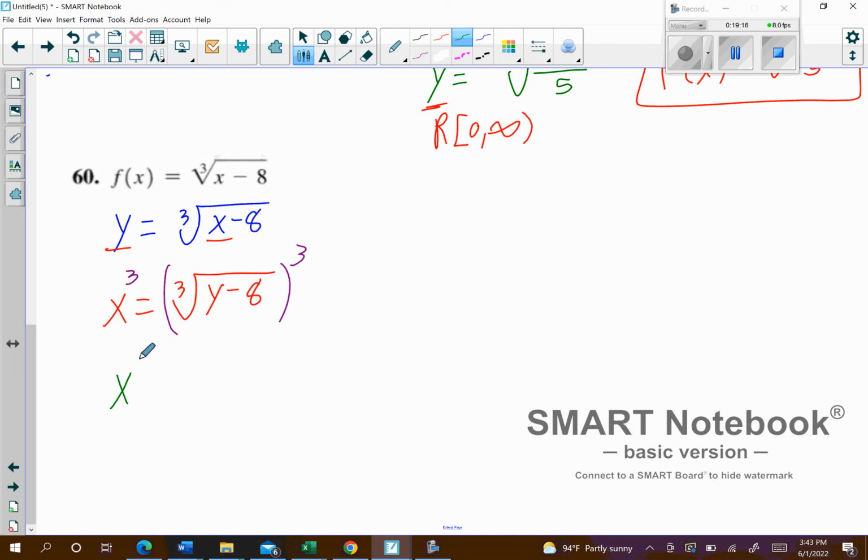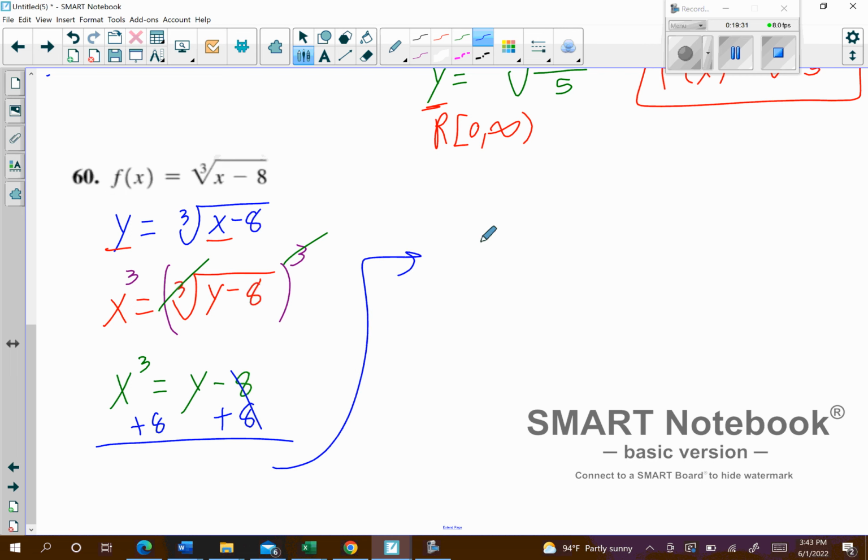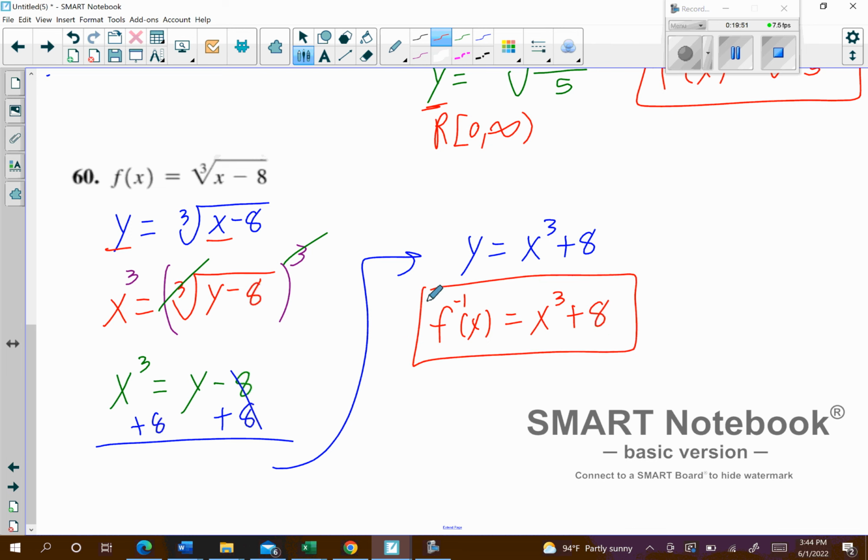So now we're going to have x cubed equals y minus 8, because that goes away. And then the last thing we're going to do here is add 8 to both sides. And so we're going to be left with y equals x to the power of 3 plus 8. And there we go. That's it. So my inverse function is x to the power of 3 plus 8. All right.